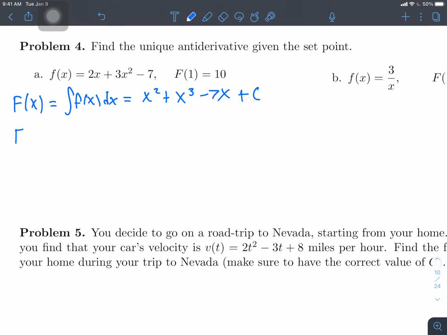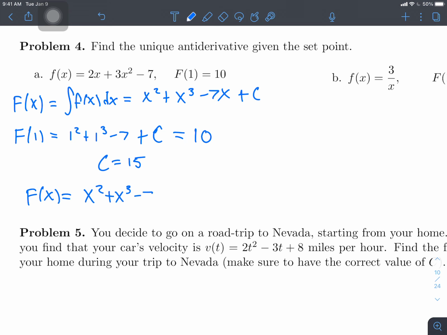But furthermore, I know that capital F of 1 is what I get when I plug in 1. So that's 1 squared plus 1 cubed minus 7 plus whatever the constant is, and that's all equal to 10. Now you can see how I can figure out what the actual constant is. I can just solve for it. I add 7 to the other side, that's 17. Subtract 2, that's 15. That tells me c is going to be 15. And therefore, capital F of x is equal to the function x squared plus x cubed minus 7x plus 15.